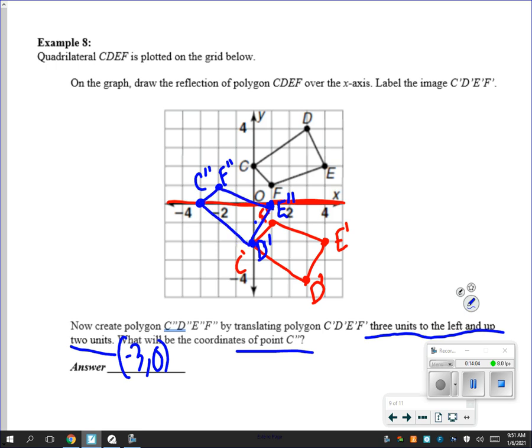So all I did was I reflected and then I translated. So there's 2 moves. Doesn't change how we do anything there.